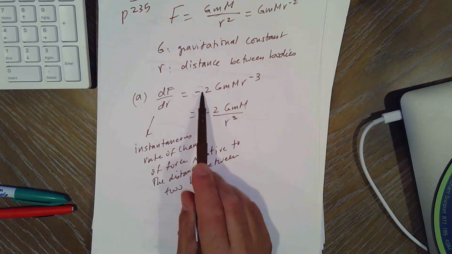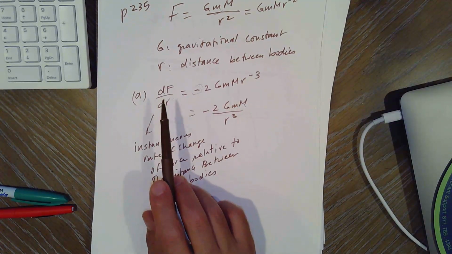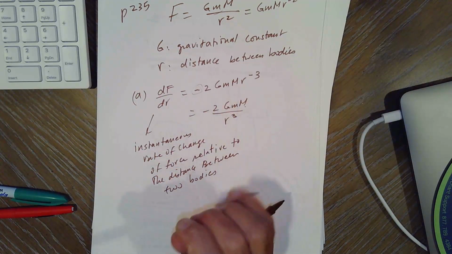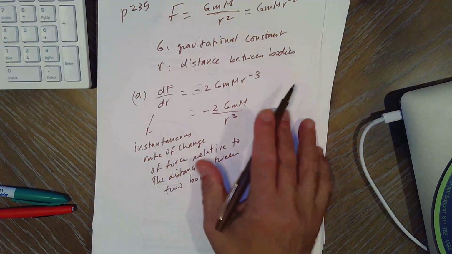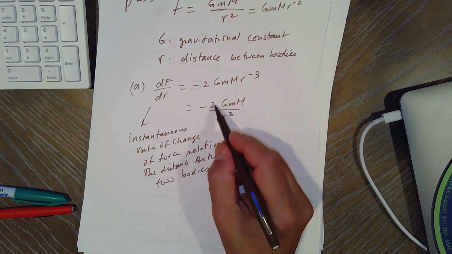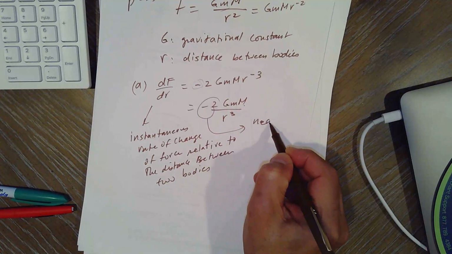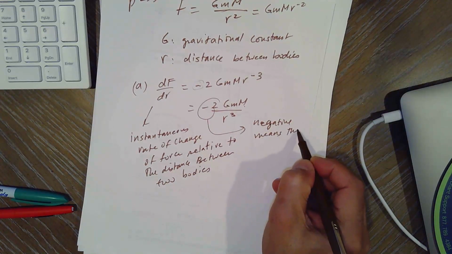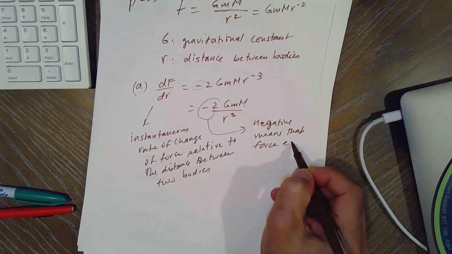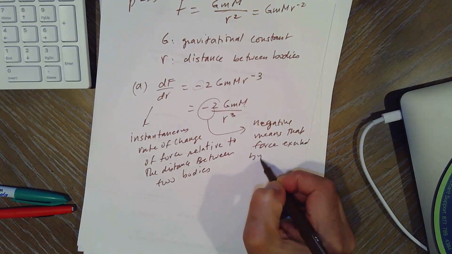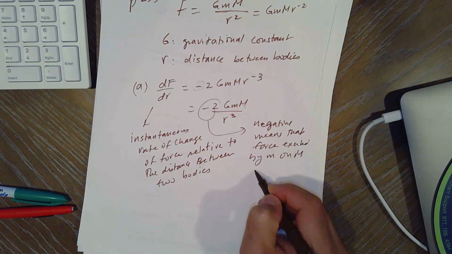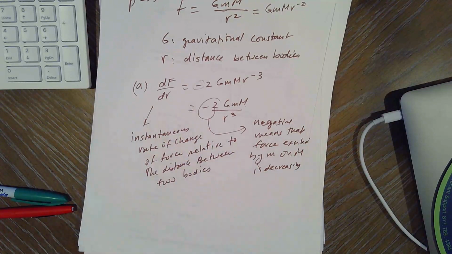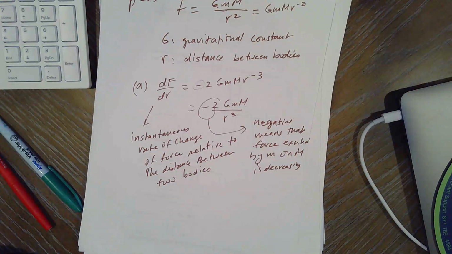Since this is negative, that means the force exerted by little m on big M is decreasing, okay? Because the rate of change is negative, so that force is decreasing.